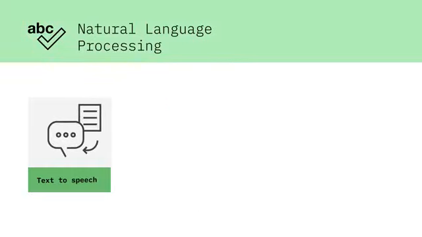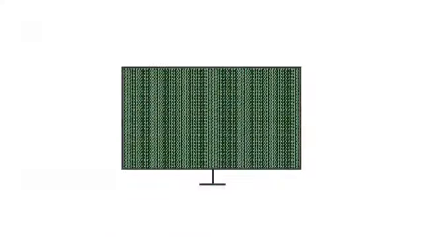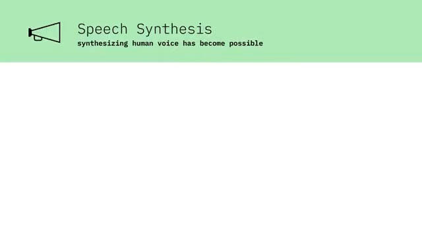The flip side of speech-to-text is text-to-speech, also known as speech synthesis. In the past, the creation of a voice model required hundreds of hours of coding. Now, with the help of neural networks, synthesizing human voice has become possible. First, a neural network ingests numerous samples of a person's voice until it can tell whether a new voice sample belongs to the same person.